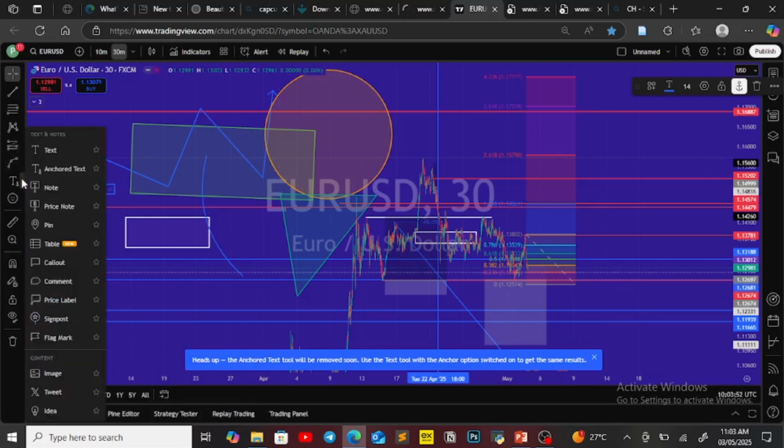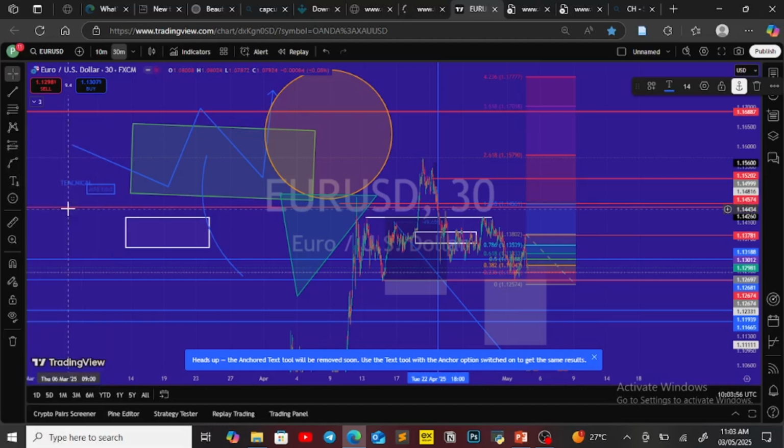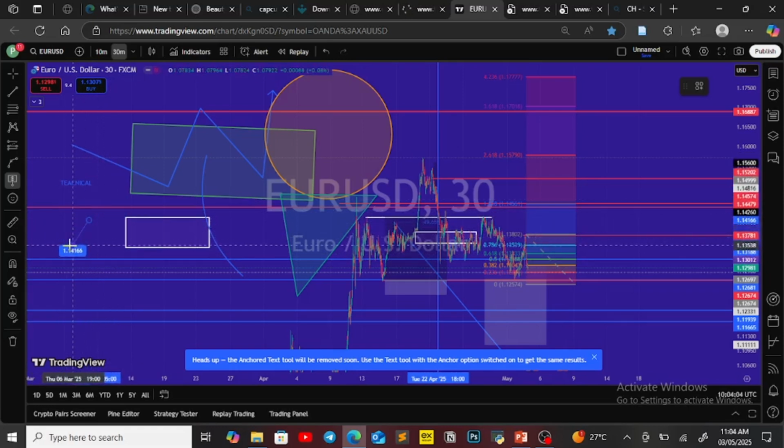So I think the anchored test will be removed. So we have the notes, we have the price notes. This price note is going to indicate the price, and also the test. Okay, this is what I'm saying. You can see the difference. It just changes the price from here to here. It shows the price.